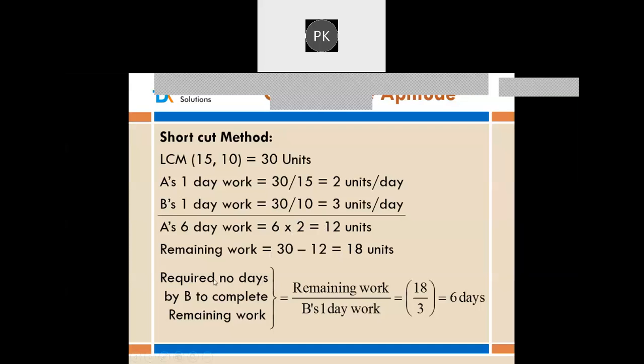So the required number of days for B to complete the job is remaining work divided by B's 1 day work. Remaining work is 18, B's 1 day work is 3, so 18 by 3 is 6 days. This is a fundamentally very good method to solve problems related to time and work.